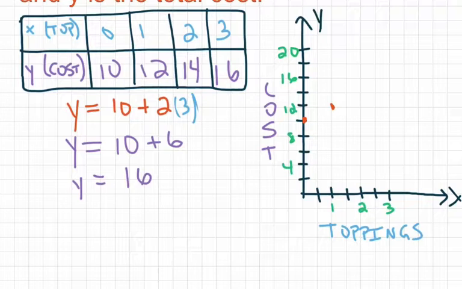Third ordered pair is at 2, 14. So I go right 2 units, but that's equal to 4 grid lines, and then up to 14. And then finally I go to the right 3 units, or 6 grid lines, and up to 16. Alright, so I've plotted my points.